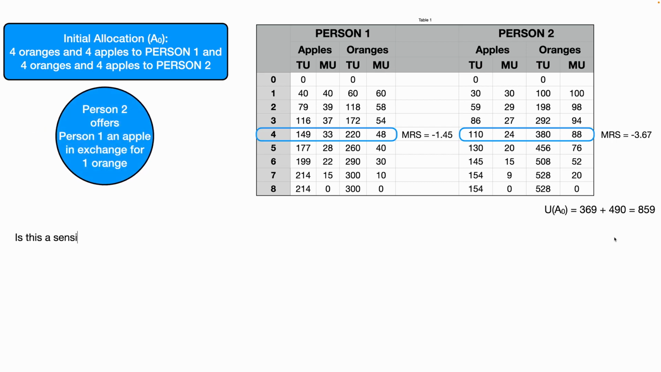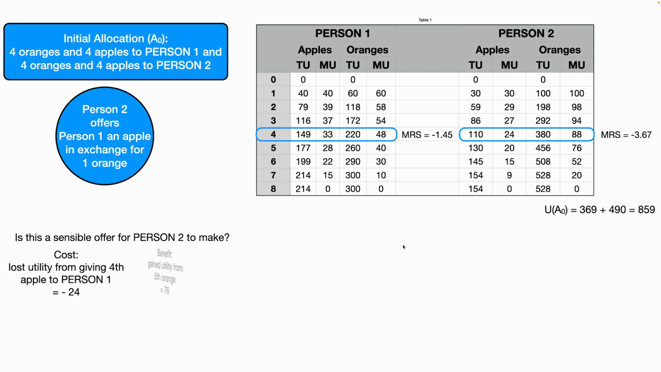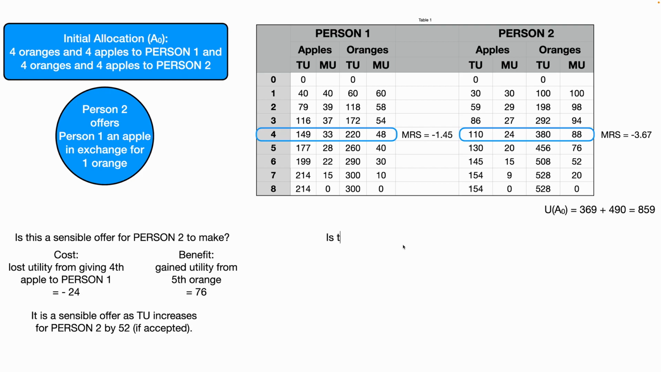Let us say that person 2 decides to offer person 1 an apple in exchange for an orange. So person 2 is going to give person 1 an apple, and person 1 is going to send back an orange for that apple. Is this a sensible offer for person 2 to make? It is a sensible offer, okay?